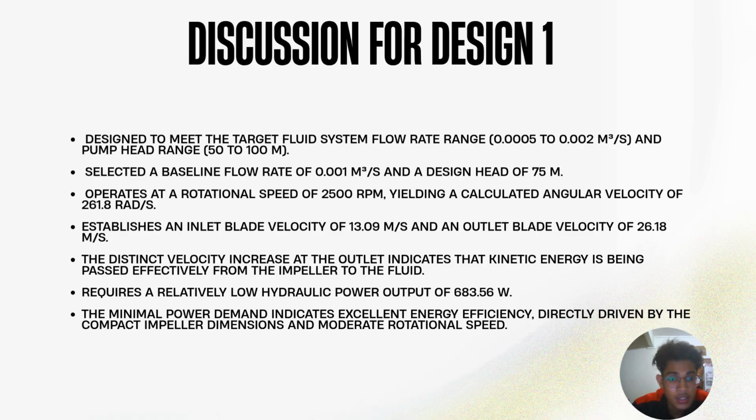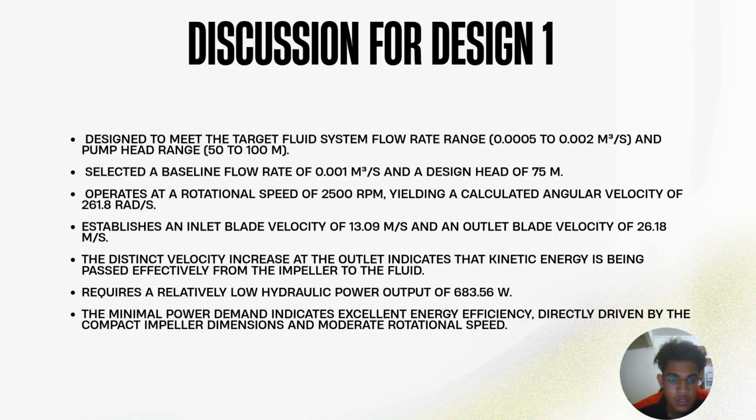Angular velocity at the rated speed of 2500 rpm gives an angular velocity value of 261.8 radian per second. For the blade tip, it gives a velocity of 13.06 meter per second, and the outlet blade velocity is 26.18 meter per second.